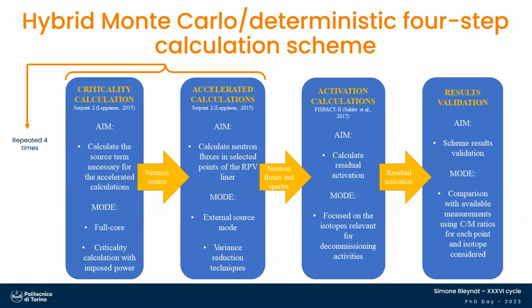This is the calculation scheme that I developed. The first part is a criticality calculation, followed by a set of accelerated calculations for the transport of neutrons, and then some activation calculations, and then validations if measurements are available. The first two steps are repeated 4 times because we have 4 cores to analyze, basically.